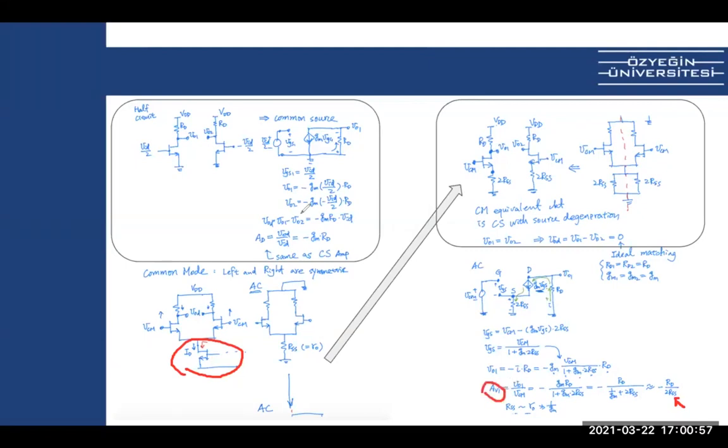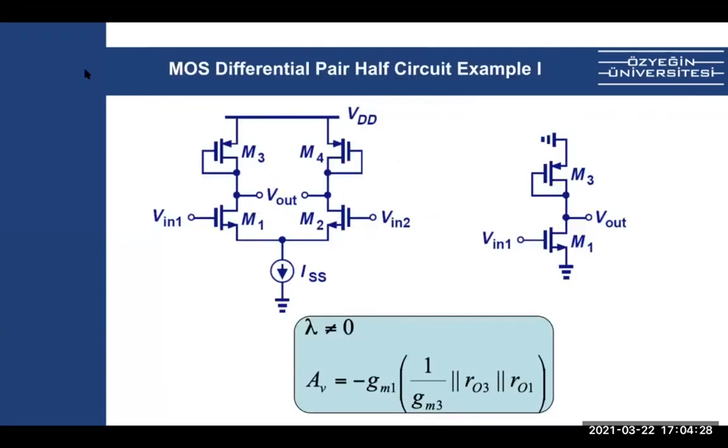Okay, and we want this differential gain to be as high as possible, and we want this common mode gain to be as low as possible, because we want to amplify the differential signals, we want to not amplify the common mode signals. So there are some examples here.